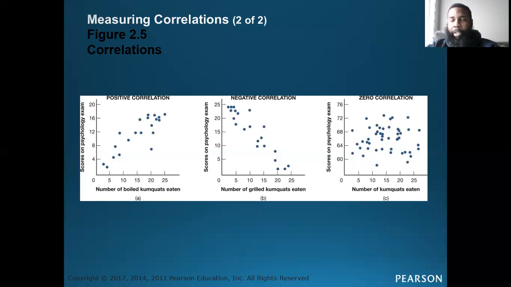All right. So positive, as one goes up, the other goes up. Negative, as one goes up, the other goes down. 0, no relationship. That's all you need to know about correlations right now.